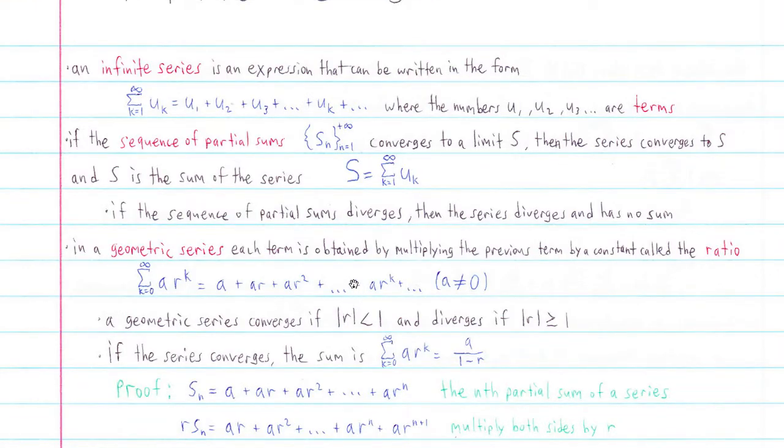So one type of special series is a geometric series, which is just like a geometric sequence. We start with some number a, and then each time we multiply by a ratio. And if the absolute value of the ratio is less than 1, it converges, and otherwise it will diverge. And so if a geometric series converges, then the sum will always be a over 1 minus r.